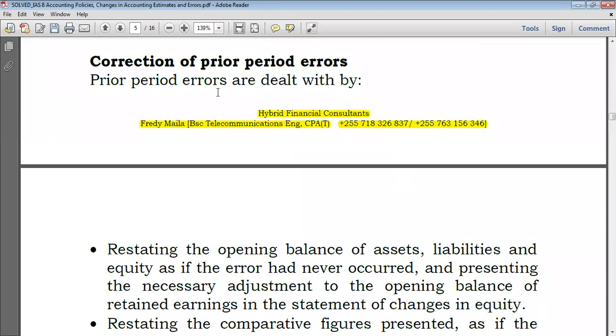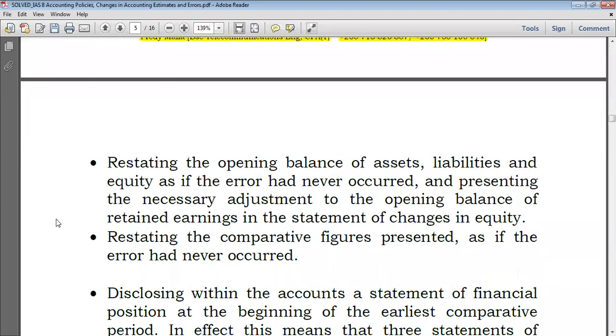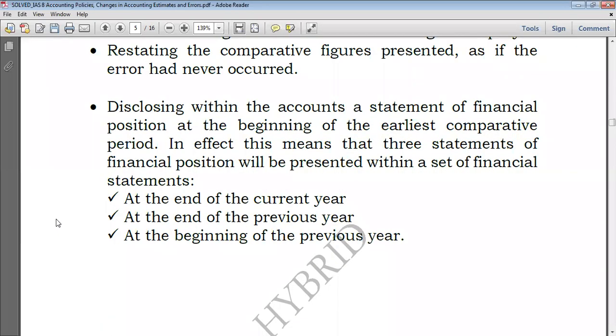So how to correct prior period errors, correction of prior period errors. Let's just take a look at how to correct prior period errors, and then we would have to go to examples. I hope in examples you will be much more active.